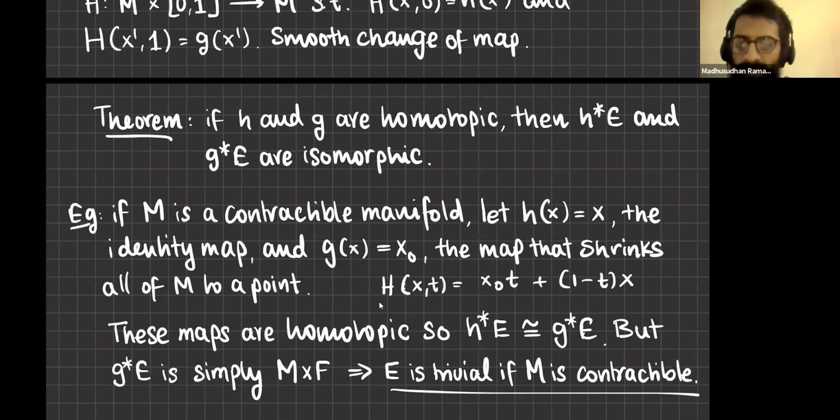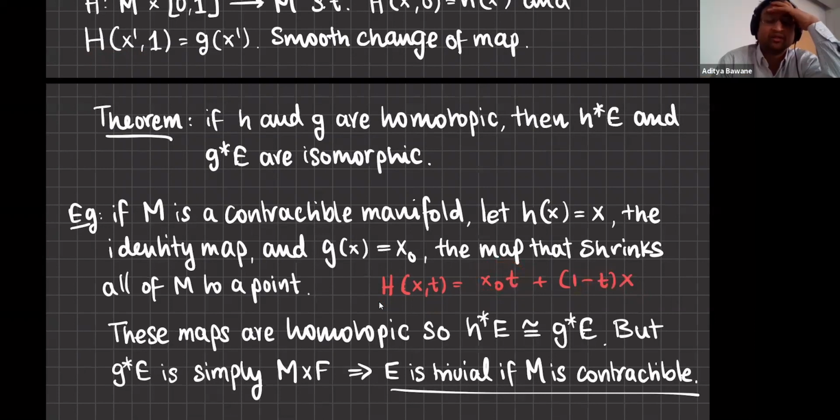Let me just color this so you can see it. What I've done is write down explicitly a function capital H like we saw up here. Now I see that when I set t equals 0, this piece goes away and I just get x. And when I set t equals 1, only this guy goes away.